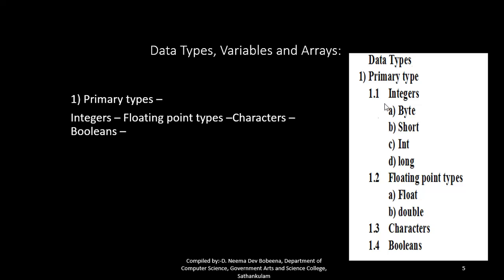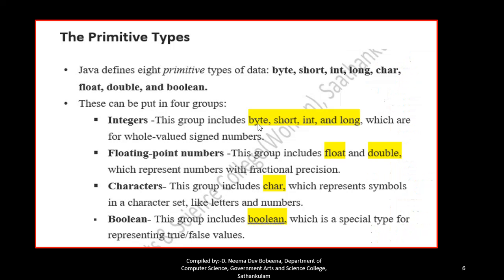Okay, now we are going to see about the data types in Java. There are 8 primitive types of data: byte, short, int, long, char, float, boolean, and double. Then these data types can be put into 4 groups: integers, floating point numbers, characters, and booleans.